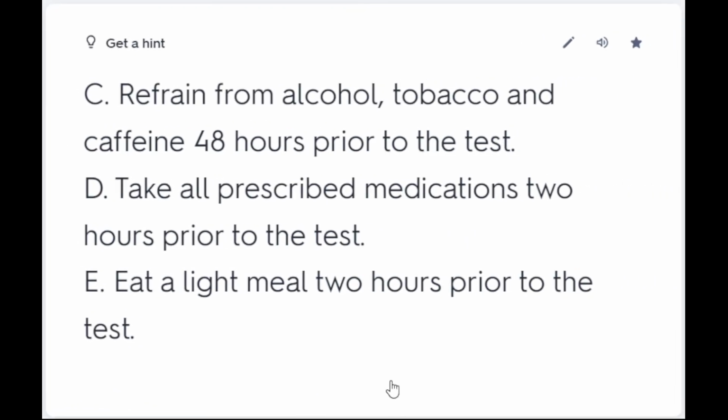C. Refrain from alcohol, tobacco and caffeine 48 hours prior to the test. D. Take all prescribed medications 2 hours prior to the test. E. Eat a light meal 2 hours prior to the test.